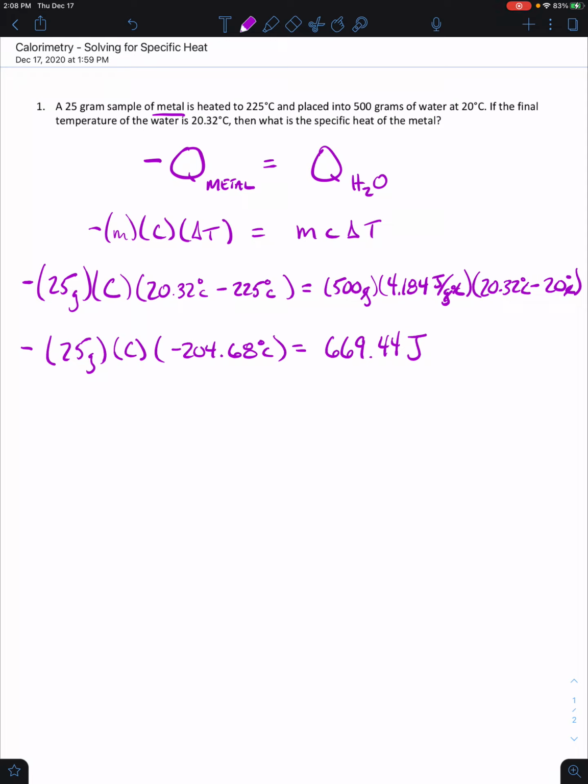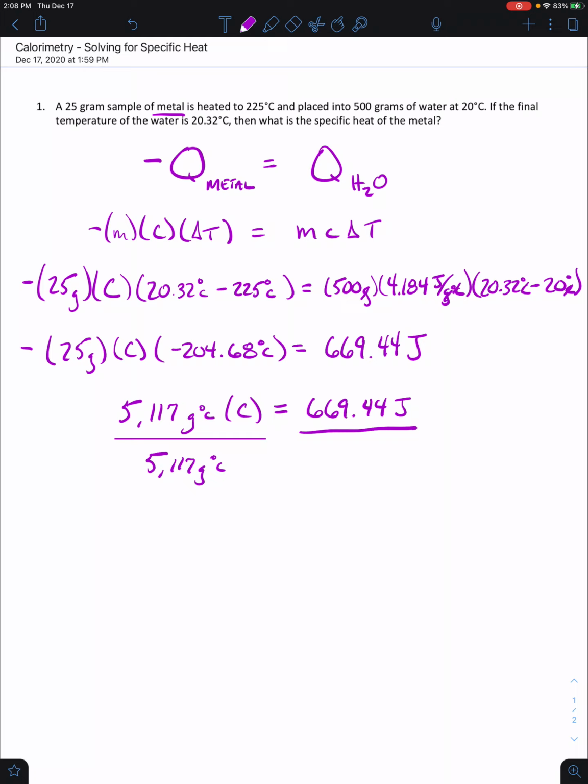So this is our new equation, and on the left side we still have like terms. We have negative 25, and we're going to go ahead and multiply that by negative 204.68, and when you do that you're going to get 5,117, and the units are going to carry because you're multiplying grams and degrees Celsius, so we can't cancel any of that. Keep specific heat capacity as C and set it equal to 669.44 joules. Now all we have to do is divide both sides by 5,117 grams degrees Celsius.